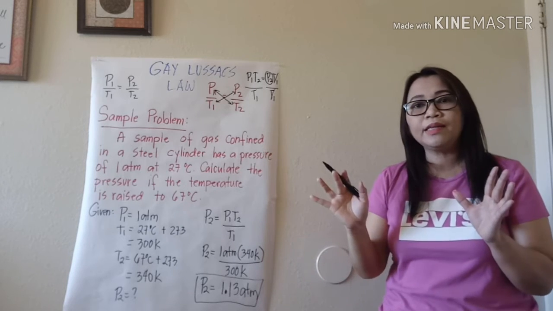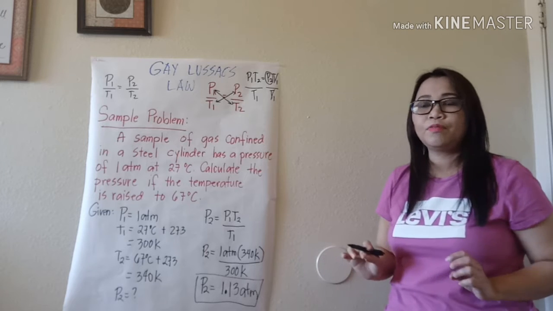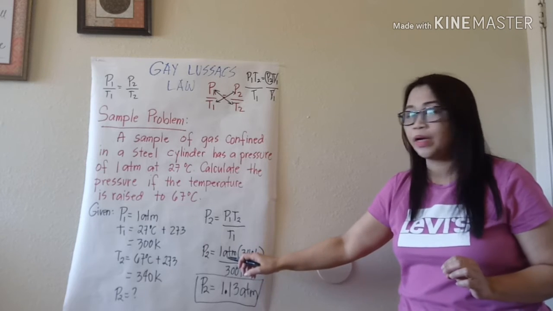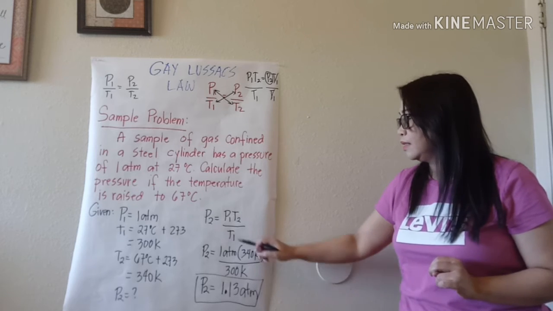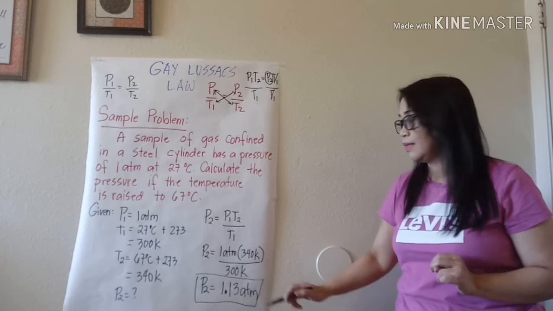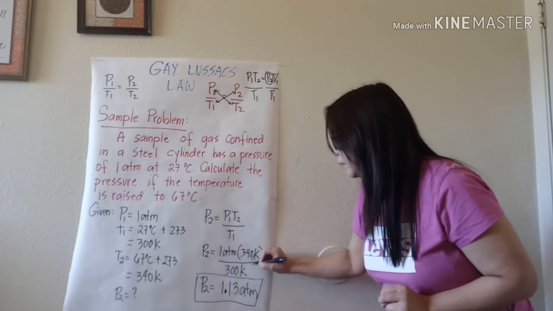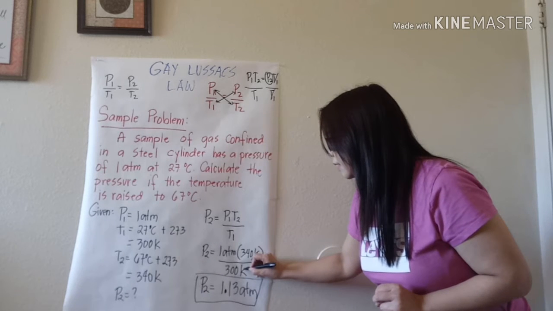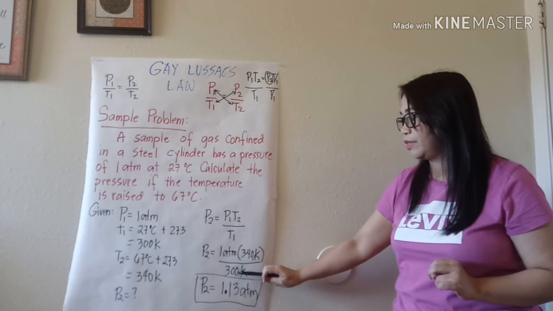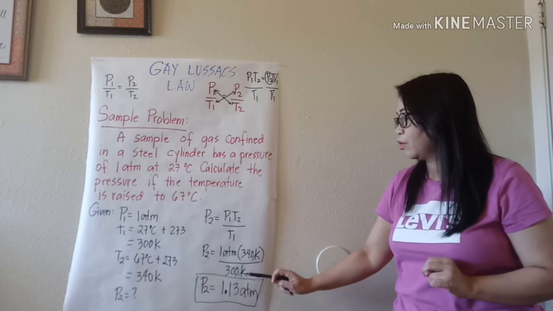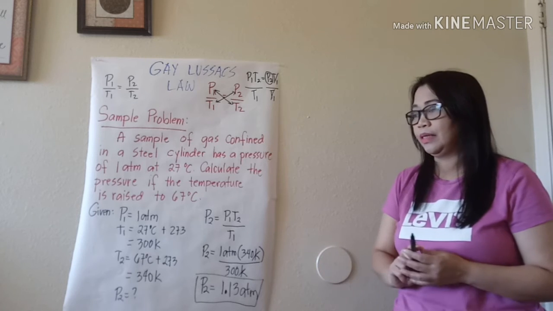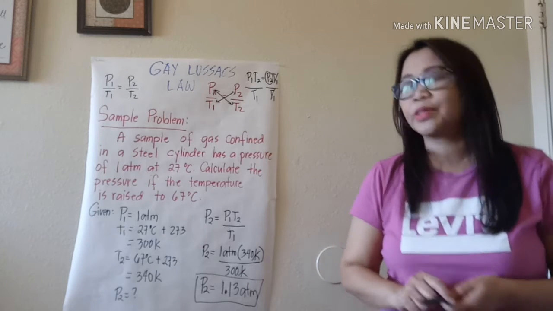So next step that you're going to do is plug in the given to the formula. So P1 is 1 atm, T2 is 340 Kelvin, T1 is 300 Kelvin. So we're going to cancel out Kelvin, and the remaining unit is atm. So next thing that you're going to do, multiply 1 atm to 340 and then divide by 300. So your final pressure will be equal to 1.13 atm.